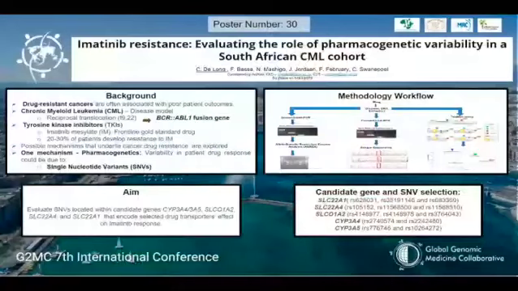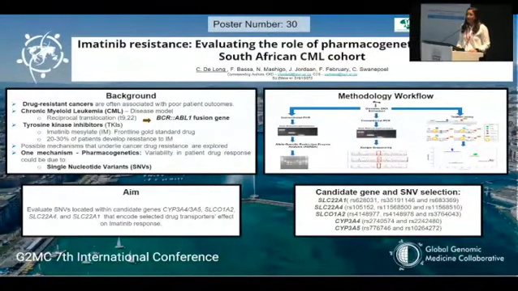So our study focused on imatinib resistance and evaluating the pharmacogenetic variability in the South African CML cohort. So drug resistance is often associated with poor patient outcomes, and we used chronic myeloid leukemia, or CML, as a disease model to investigate why 20 to 30% of these patients become resistant to imatinib, the frontline drug used. So pharmacogenetics can explain the drug variability due to the presence of single nucleotide variants, or SNVs.